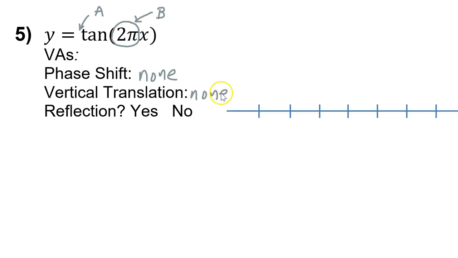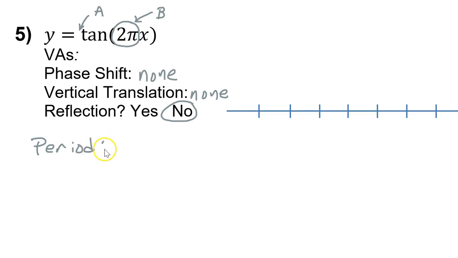Whoops, I forgot my E. None. Alright, and also there's no reflection. I'll come back to the vertical asymptotes as I am doing my graph. It's easier to do that visually. There's something that's not listed that we definitely need, and that is the period. So let's go ahead and write that down.